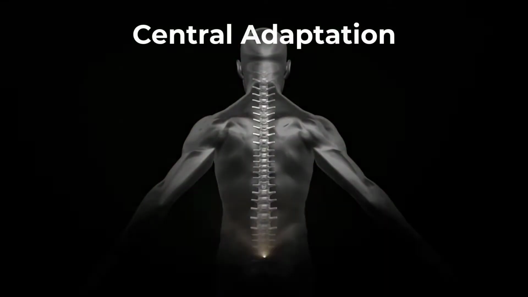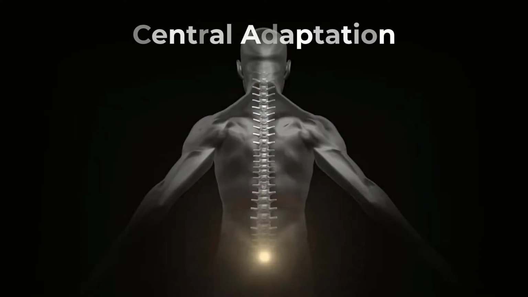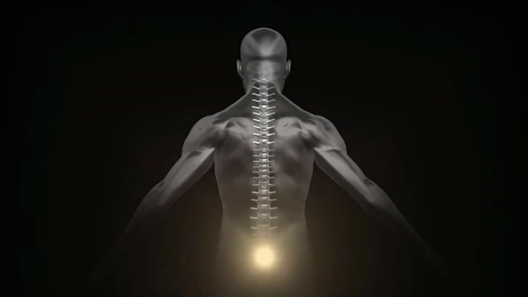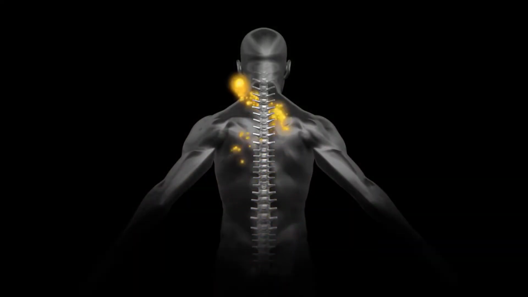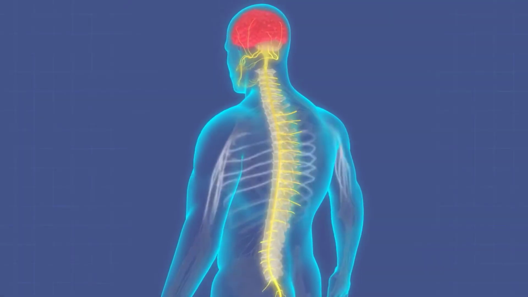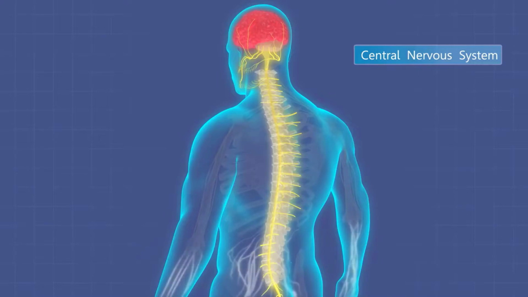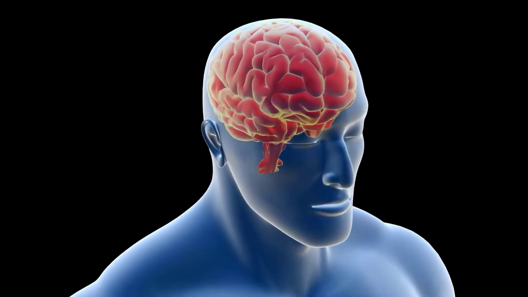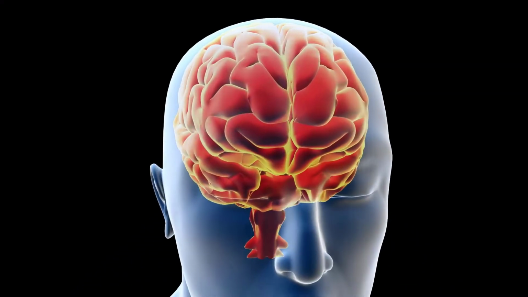Central adaptation occurs at the subconscious level. Central adaptation restricts the amount of information arriving at the cerebral cortex. The sensory information arriving at the central nervous system is called a sensation. A perception is a conscious awareness of a sensation.